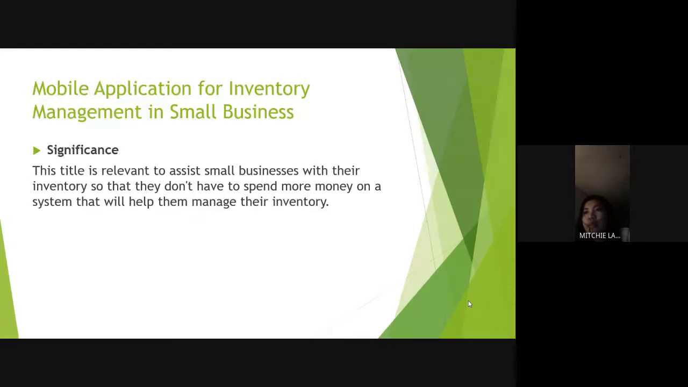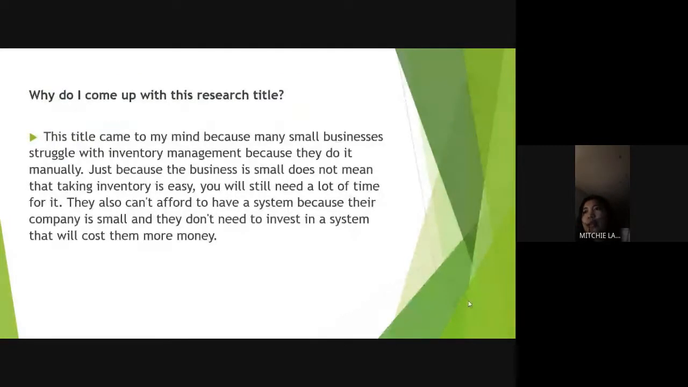Why did I come up with this research? This title came to my mind because many small businesses struggle with inventory management because they do it manually. Just because the business is small does not mean that taking inventory is easy. You will still need a lot of time for it. They also can't afford to have a system because their company is small and they don't need to invest in a system that will cost them more money.